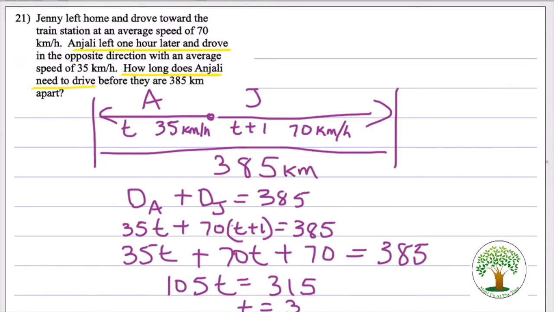Are we finding time? It says how long. Minutes, hours, days? Kilometers per hour, right? Are we finding hours? We're not finding speed. We're finding hours, time. It takes her 3 hours to get to the same distance apart. That's what it wants us to find. So it takes her 3 hours total. Yes, so hours. Okay.